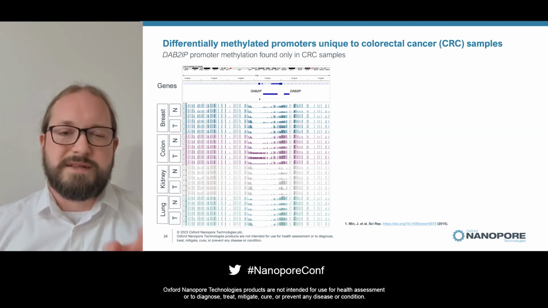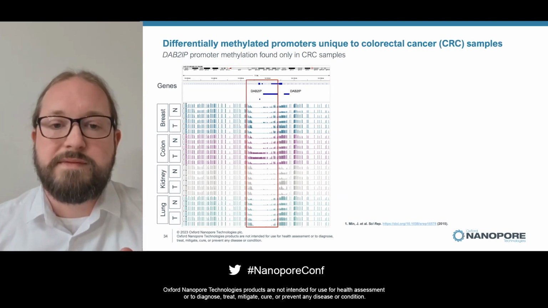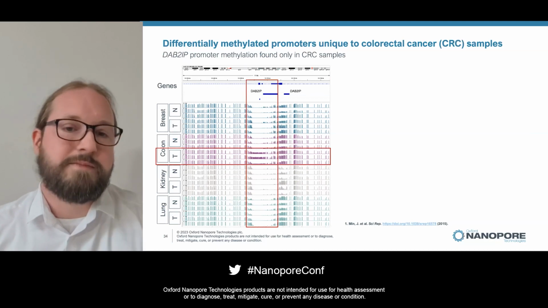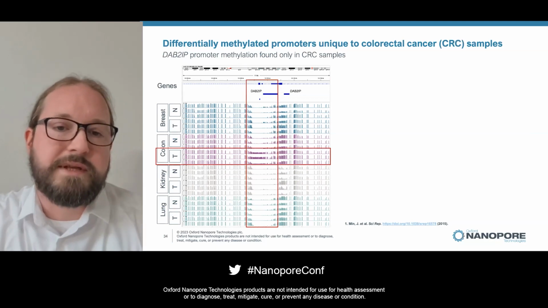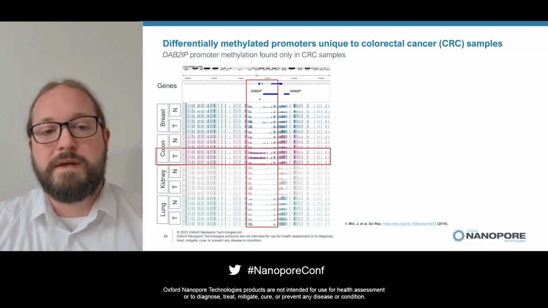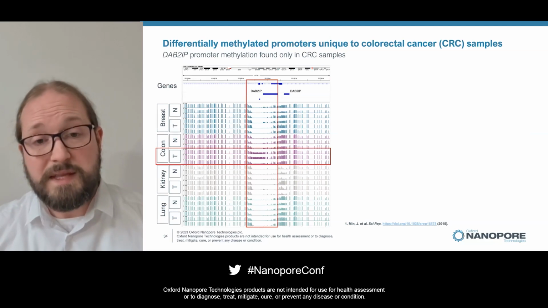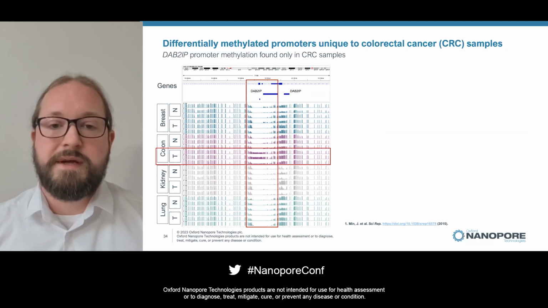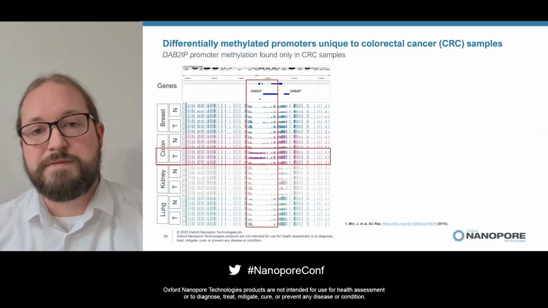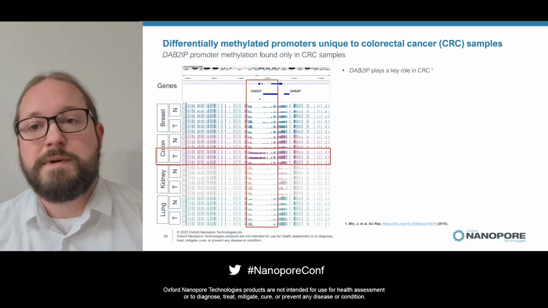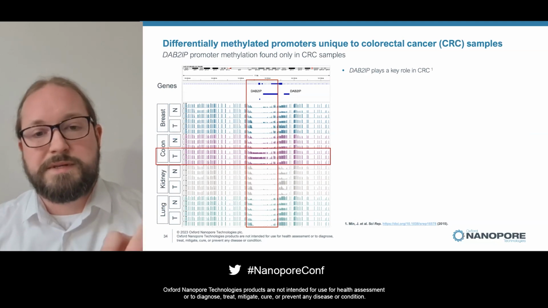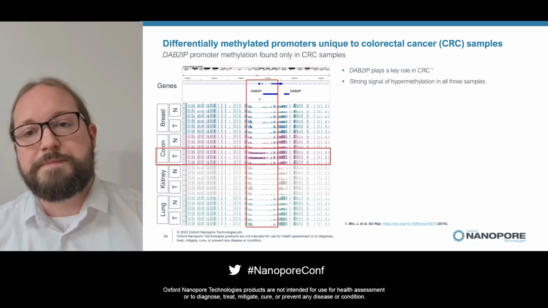And if you look at this, it's visually very obvious, but let me still put the box around it. What you can see is that in these 3 samples in this region, there is a high methylation signal, whereas in the others, there's none. And interestingly, this is only the case for 3 colorectal tumor samples. And if we look it up, this promoter region for this gene plays a key role in colorectal cancer. It even is connected to 5-year survival. So this is a very key and important finding.